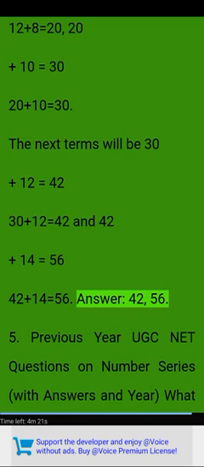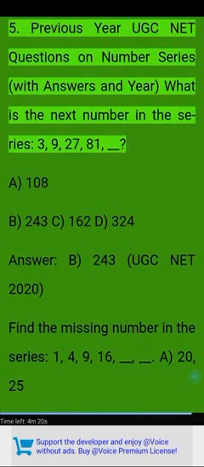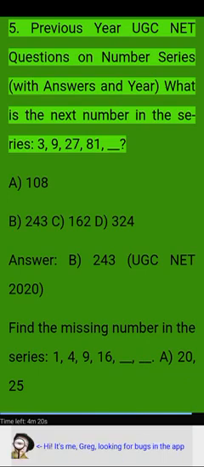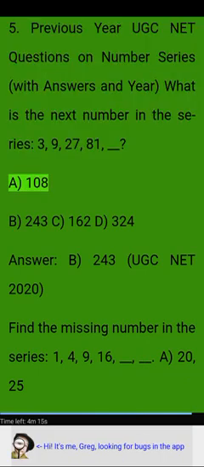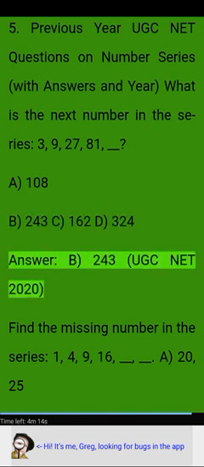5. Previous year UGC NET questions on number series with answers. What is the next number in the series? 3, 9, 27, 81, ___. A, 108. B, 243. C, 162. D, 324. Answer: B, 243, UGC NET 2020.